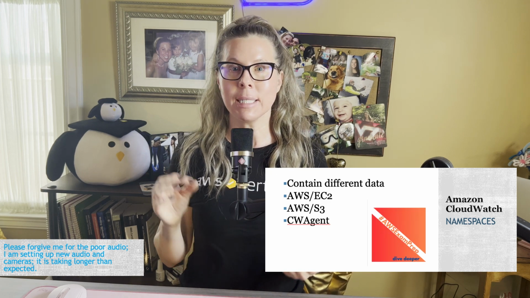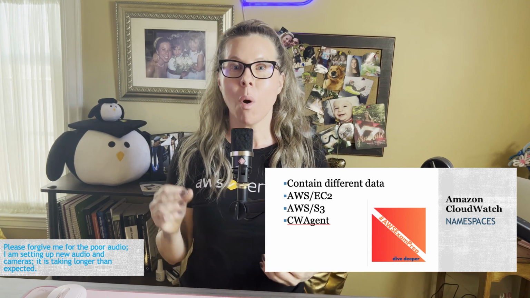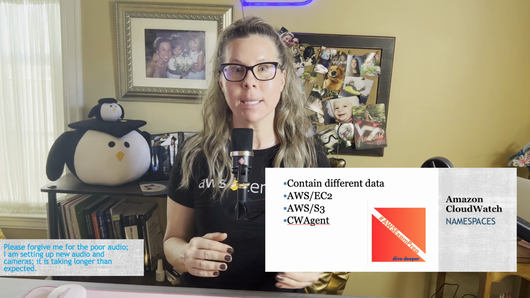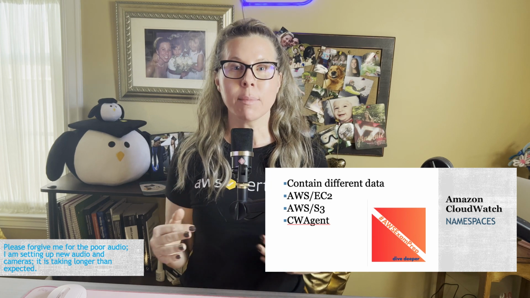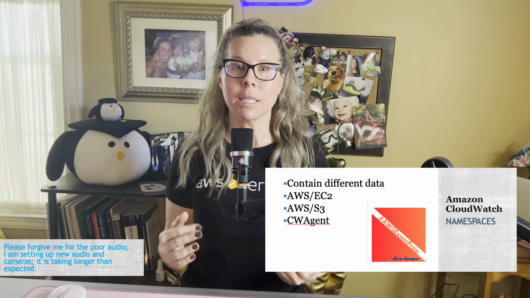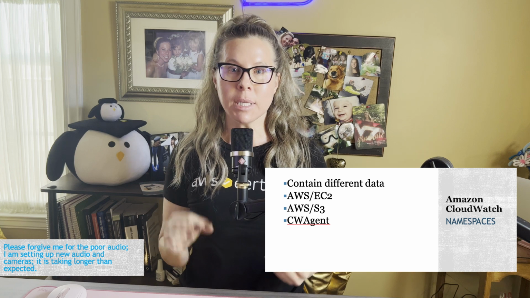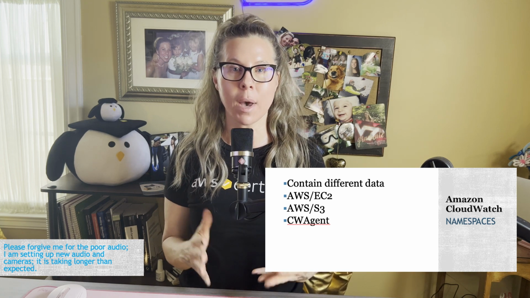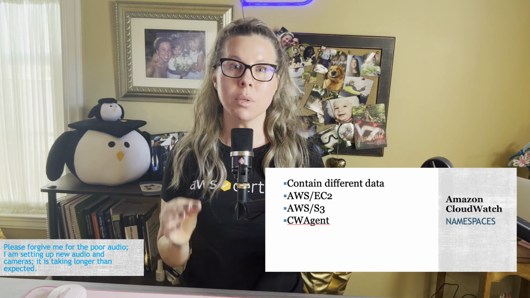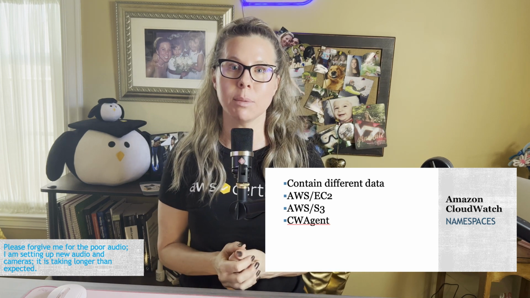Each namespace contains data, and each different namespace holds different data. For example, all AWS data is contained inside a namespace named AWS/service. For Amazon EC2, it would be AWS/EC2. For Amazon S3, it would be AWS/S3, and so on. This particular namespace, starting with AWS/the service, is reserved for AWS only, but you can choose any other name for your namespace as long as it follows the naming of the namespace rules.